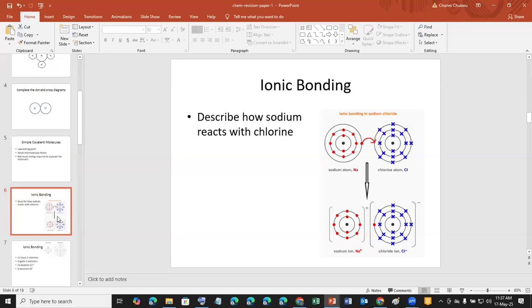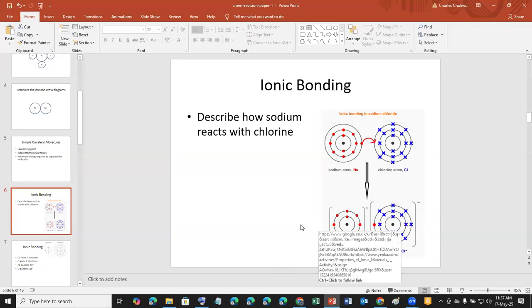We're now moving to the next one, which is just for emphasis. Describe how sodium reacts with chlorine. Okay, so how are ionic bonds formed? That's technically another way of asking it. I told you, ionic bonds are formed by, you can see that arrow there, suggesting that what? There's a transfer, okay?